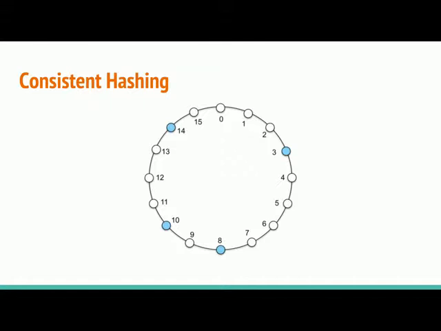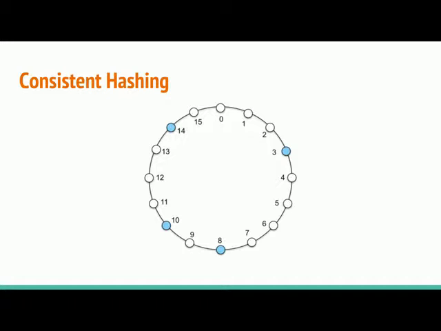into a large number. In this example, it is from 0 to 15, but in real life it is from 0 to 2 to the power of 32 minus 1, something like that. So it's a large space. And as you can see, these 4 blue dots are the servers we are talking about. Due to the hash function, they got a certain number.